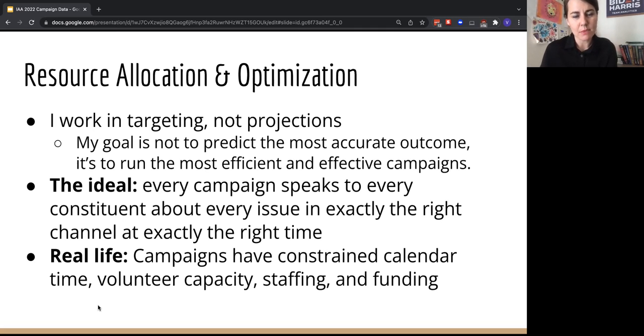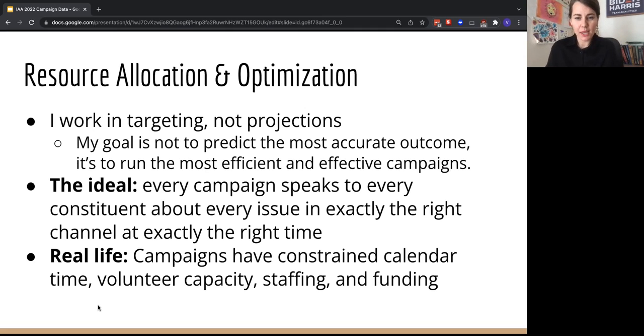So very succinctly, my goal is not to predict the most accurate outcome. It is to run the most efficient and effective campaigns. One way to break this down that I talk about a lot when I interview folks to join the team is that the ideal is that every single campaign that is running, every single cycle gets to talk to every single constituent about every potential issue in exactly the right channel at exactly the right time.